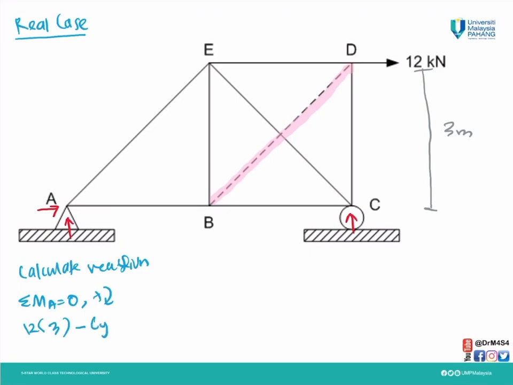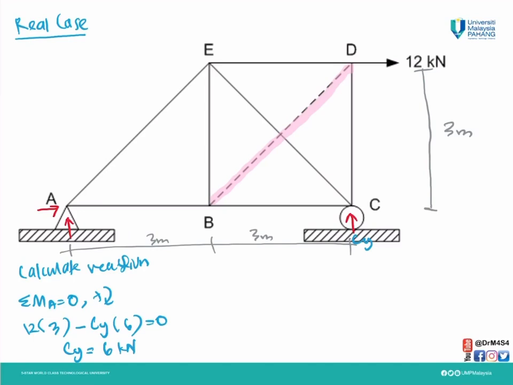We call it CY, so this one is CY times 6. This distance is 3 meter, 3 meter, so 6, equal to 0. Then we have our CY: CY equals 6 kilonewton.